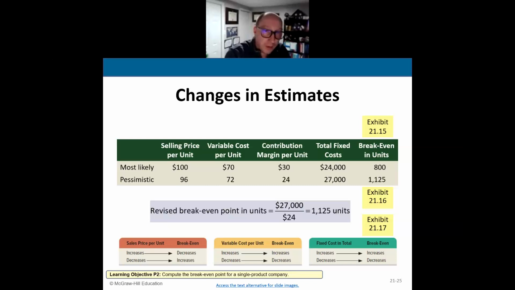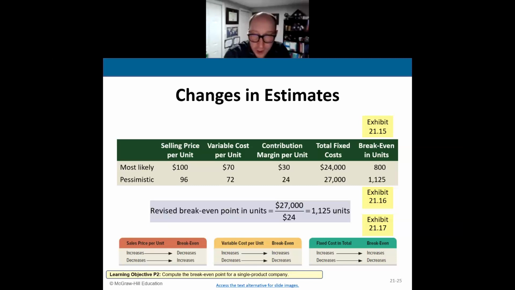So I know that my normal selling price is $100. My normal variable cost is $70. My normal contribution margin is $30. $100 sale price minus variable cost equals contribution margin per unit. My fixed costs are $24,000. That means I need to sell 800 units to break even.